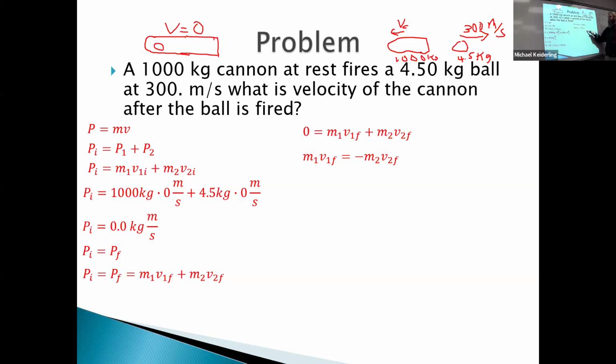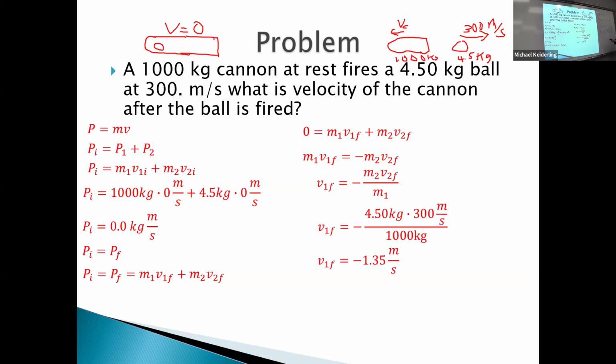This shows up when you start with 0 momentum. So velocity 1 final will equal minus mass 2 times velocity 2 final over mass 1. So that's minus 4.5 kilograms times 300 meters per second over 1,000 kilograms, which gives you minus 1.35 meters per second.